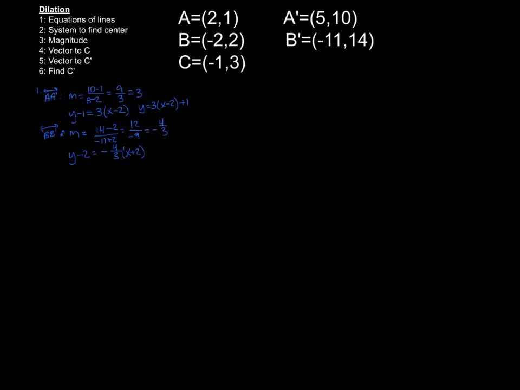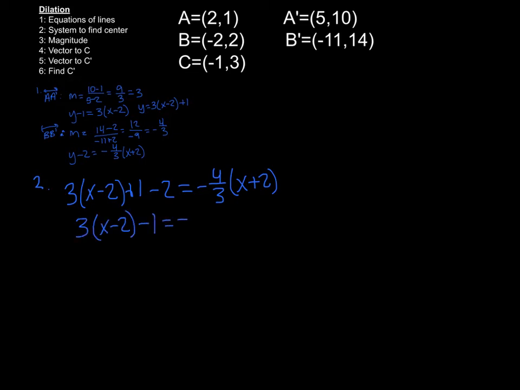And now we're going to find the center. So that's going to be step 2, using a system to find the center. We've got this solved for y, so we're going to plug it in for this y. And that's going to look like 3x minus 2 plus 1 minus 2 equals negative 4/3 x plus 2. And I'm going to do a simplification step here on this left side. So 3x minus 2 minus 1 is negative 4/3 x plus 2.